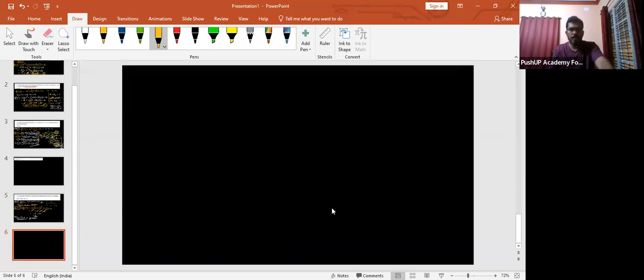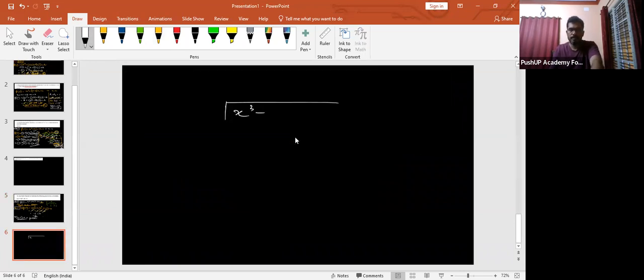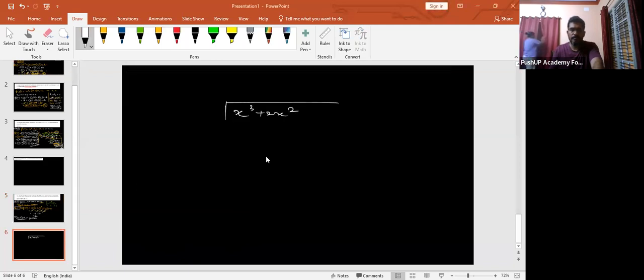Okay, so what was the polynomial? X cube plus 2x square minus 5x minus 6. And this has to be divided by x plus 1. Caitlin, is the value correct? The polynomial is correct, no? It's correct.